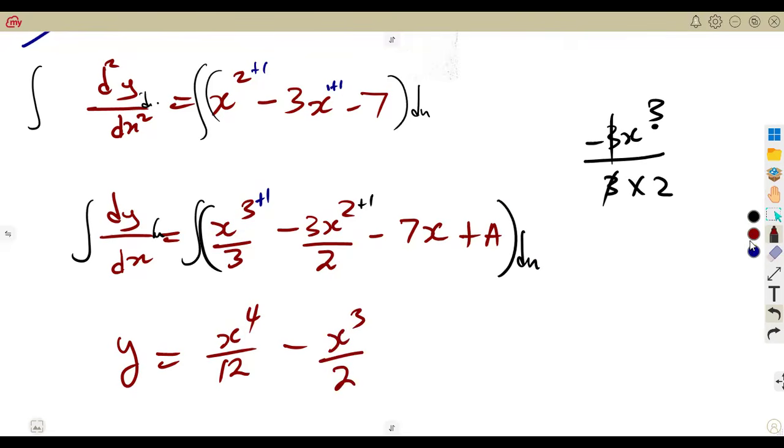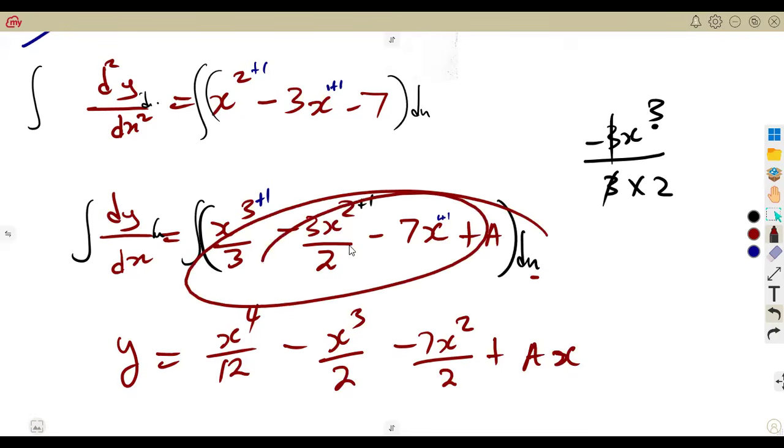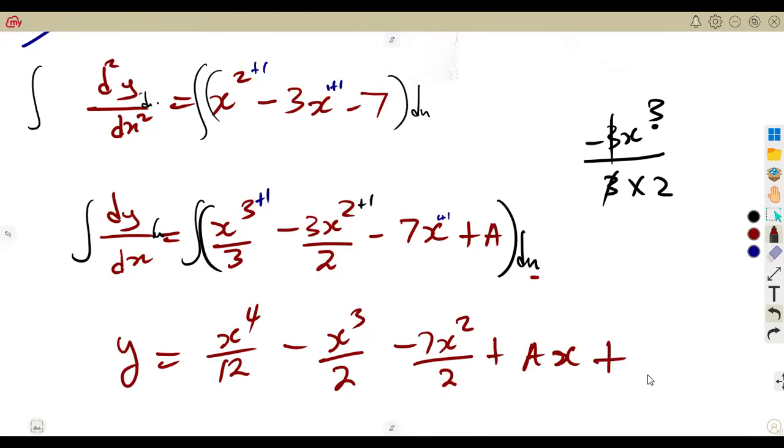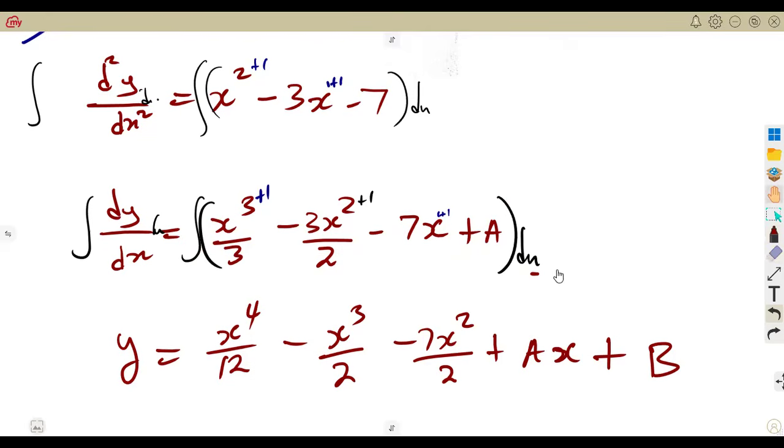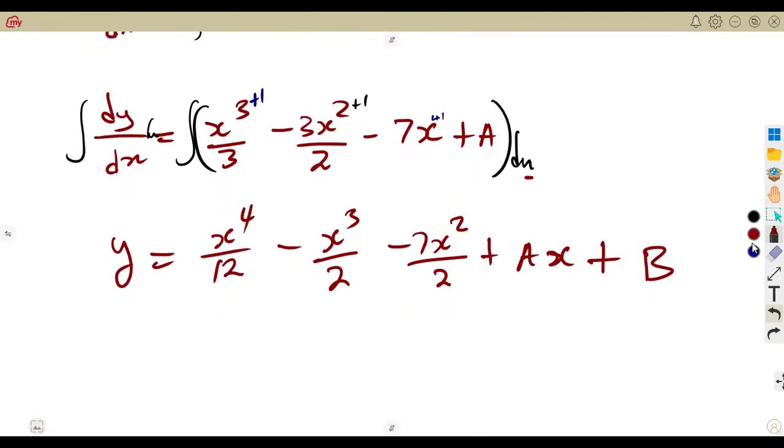Same thing on this minus 7x that you have. It's a 1 on its own. So 1 plus 1, that's 2. Minus 7x squared over the new exponent, which is 2. A is a constant. With respect to x, it is going to be ax. We have integrated that. Everything has been integrated. So don't forget another constant now, which is b. So with this, we have got the general solution, and we cannot determine the value of a or b because we are not given any corresponding information on this one.